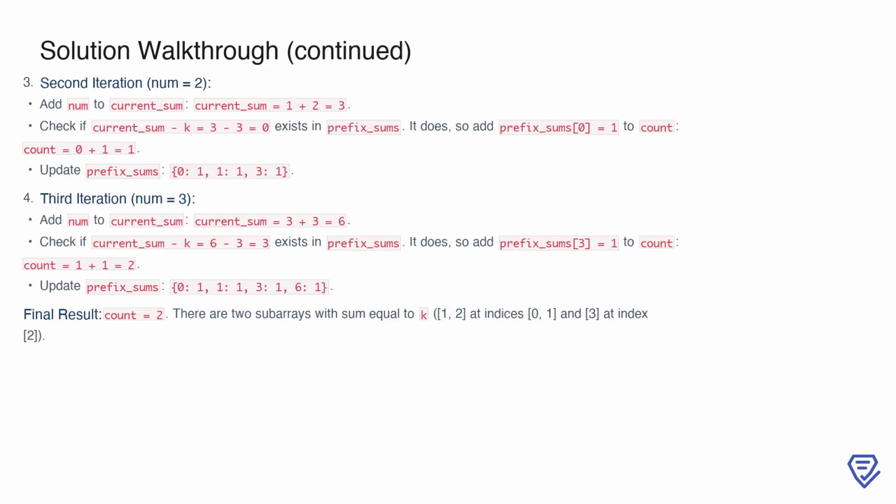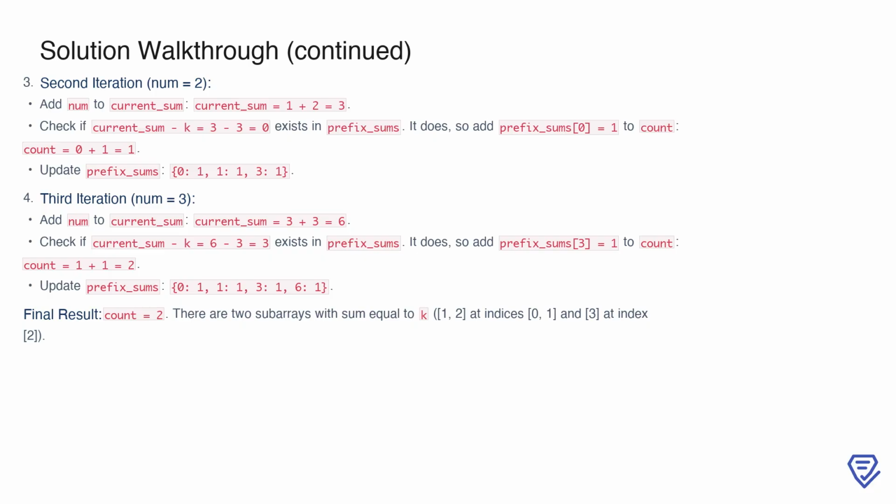This means there is one subarray ending at the current index with a sum equal to k, so we increment count by 1, making it 1. Next, we update prefix_sums to include the new current_sum, resulting in 0, 1, 1, 1, 3, 1. In the third iteration, the current number is 3.